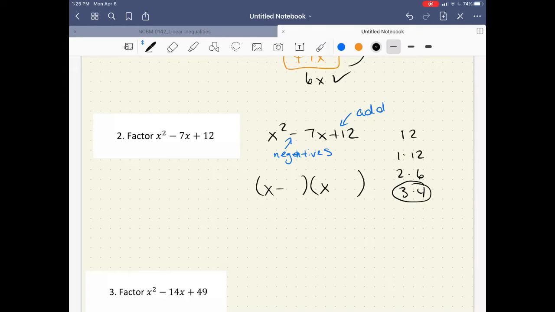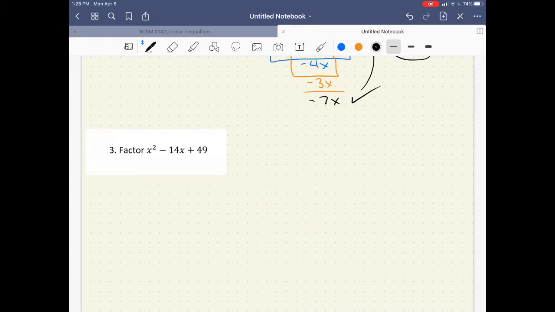X, negative, and negative, because we're still adding but negative numbers. 3 and 4. Let's check our work. This is negative 4x. This is negative 3x, which equals negative 7x. So this is true, what we had originally. So again, we're going to be adding with negatives.